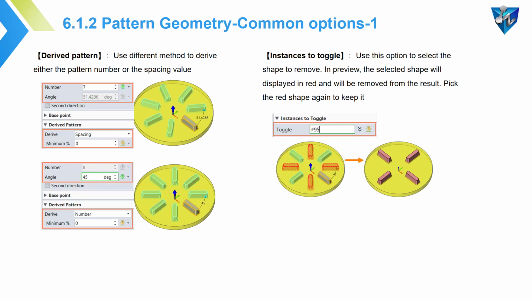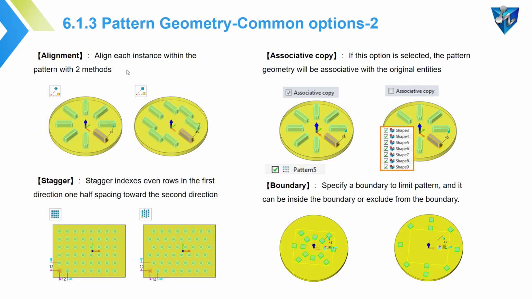And there are some common options in pattern commands. First one is derive the pattern. This option is indispensable in circular pattern, which means you can create pattern only by pattern number or pattern space, and the other parameter will be calculated automatically. Next option is toggle instances. This one is easy to understand. We can use it to select the shapes to remove. And the next option is alignment. We can align each instance identical to the base object, or align the instances with the axis of rotation.